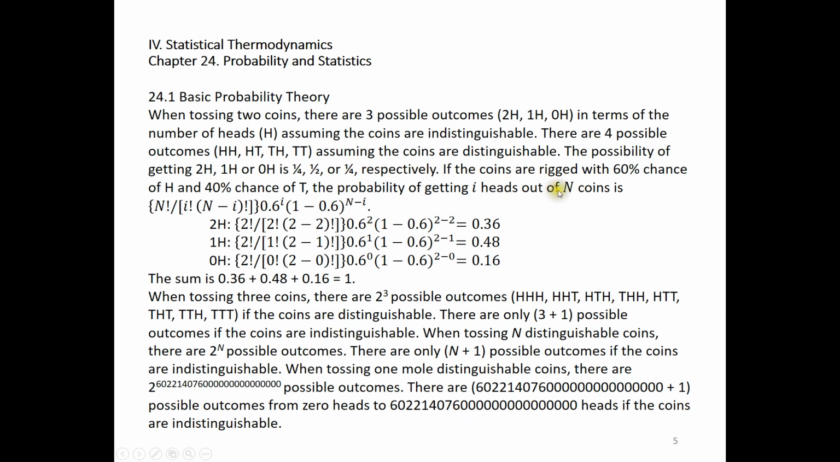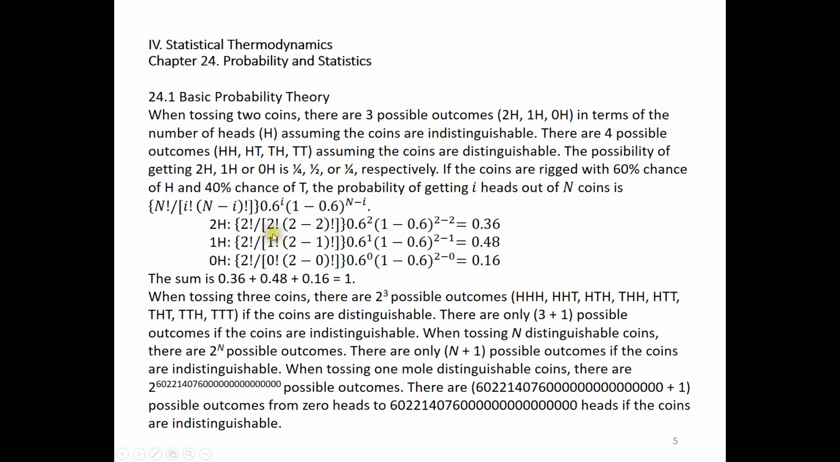Now, what if we rig the coins? And make them with 60% chance of heads, 40% of tails, just to make money illegally, and then we can calculate the probability differently. So let's say we have n coins. We toss n coins, and let's calculate the probability of getting I heads. There's an equation over here.